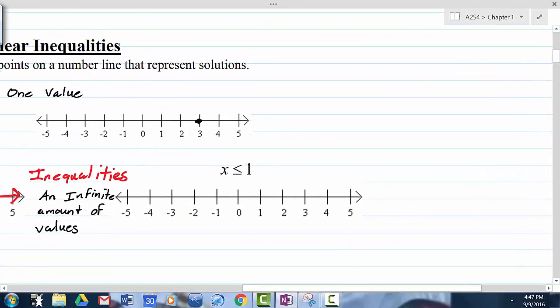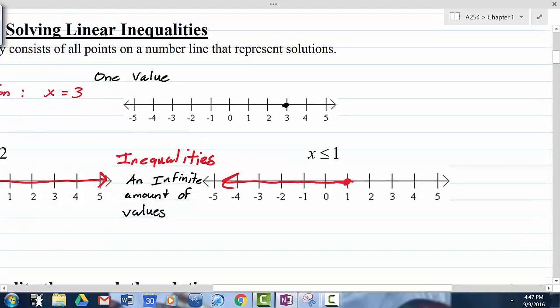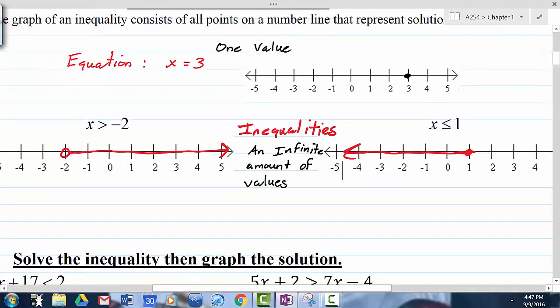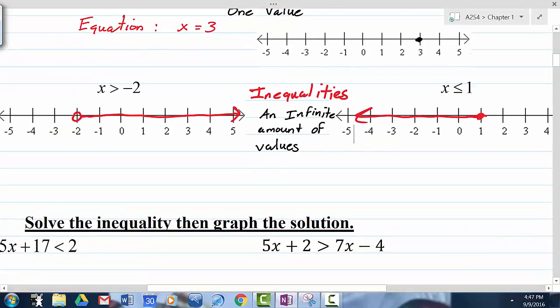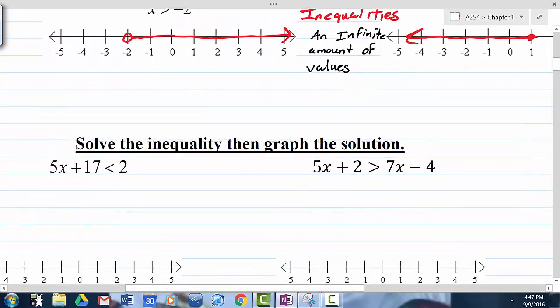Say over here we're talking about x is less than or equal to 1, you're talking about all the values less than or equal to 1, which is also an infinite amount of values. So really, that's the whole idea of inequalities. Solve the inequality and graph the solution.